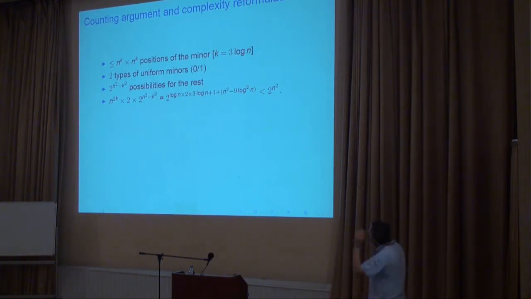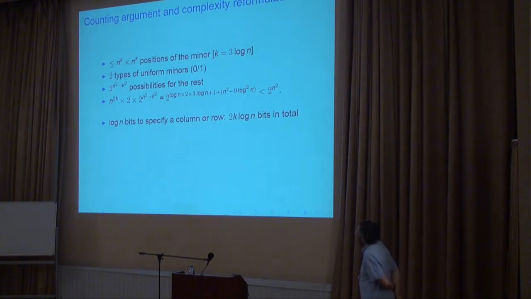And so in this way we show that there are not enough matrices with uniform minors to cover all the matrices, so there is one without. So this is the simple counting argument, and it's equally simple when transformed to Kolmogorov complexity language. I just give the parallel description of it.